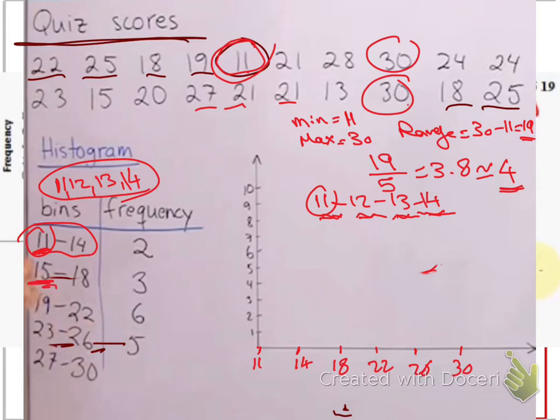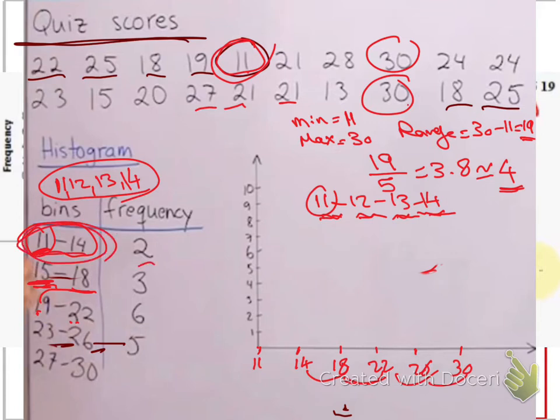So 15, 16, 17, 18. And then the next will be 19 up to 22. So from here it will be easier. Here 11, just the first one, count it on your fingers that you have 4: 11, 12, 13, and 14, and then add 4 every time. Then count how many fall within 11 to 14.